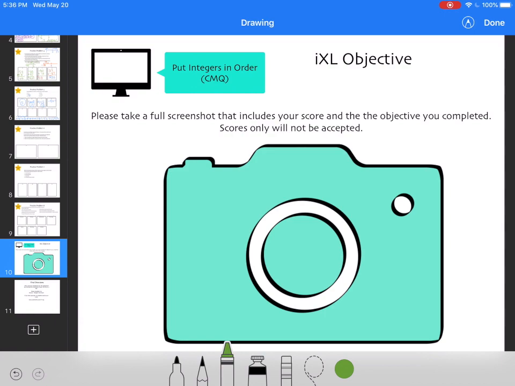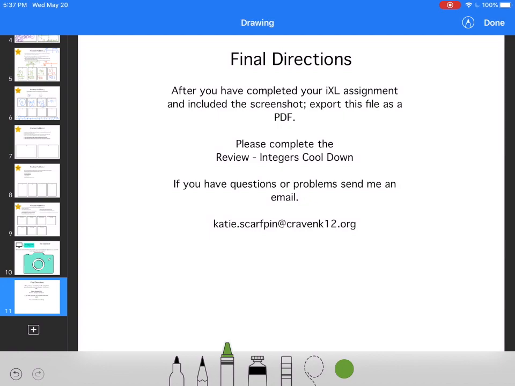So now I need you to go ahead and do your IXL objective. You're putting some integers in order from least to greatest. Remember that it's a mirror image on either side of the 0. And then you're going to do your IXL, or you're going to do your cool down.